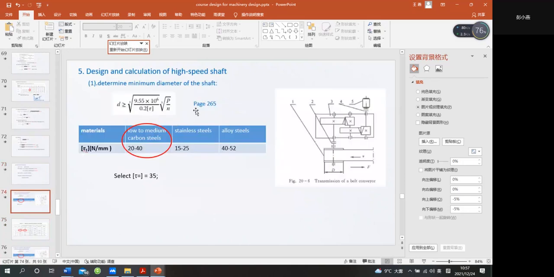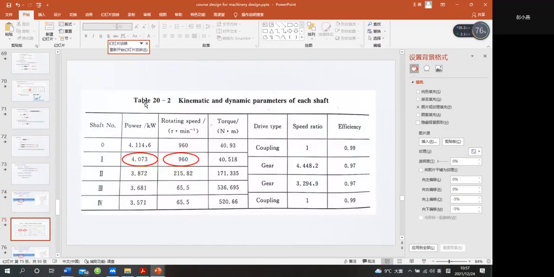And then we design the shaft. First, use this to calculate the minimal diameter.